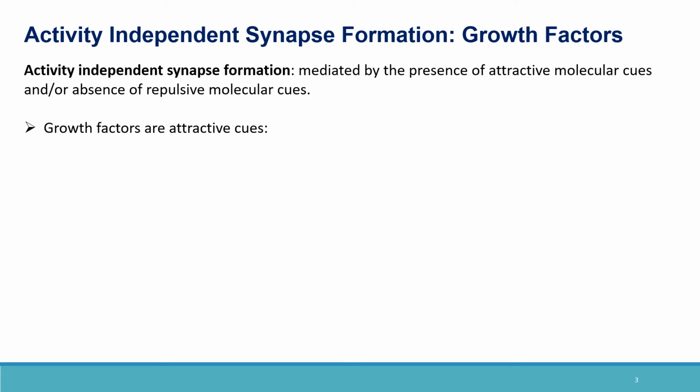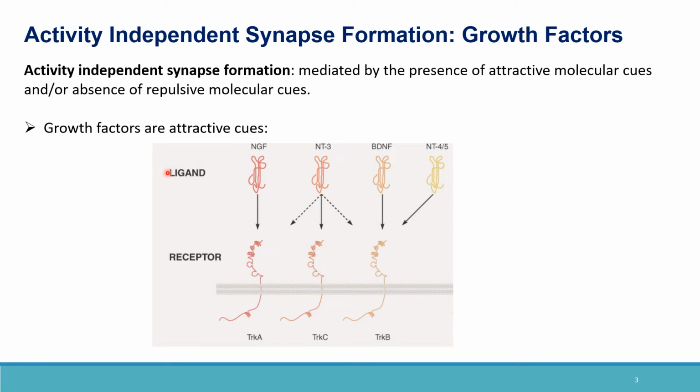In the activity-independent process, synapse formation is based on the presence of attractive molecular cues or the absence of repulsive cues. Growth factors are examples of attractive cues. There are various types of growth factors that facilitate the proliferation and survival of neurons that have the required receptors. Let's look at BDNF, or brain-derived neurotrophic factor, for example.